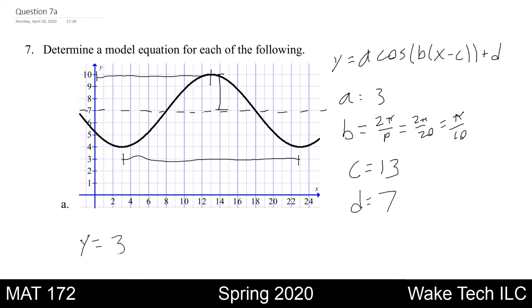Y equals 3 cosine of pi over 10 times x minus 13, all plus 7.